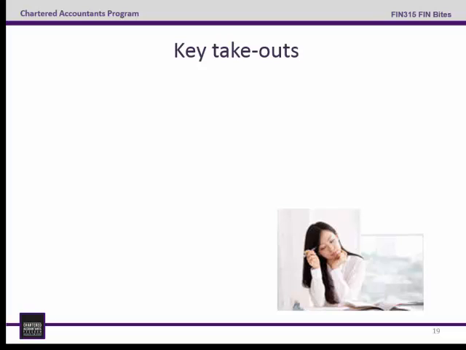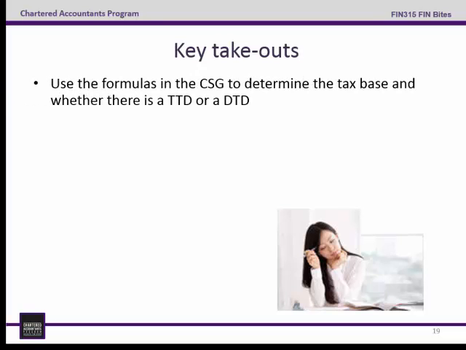Let's perhaps look at some key takeaways from what we've covered today by looking at my example with the machine. So we can use the formulae that you have in the CSG to help you determine the tax base and work out whether you've got a taxable temporary difference or a deductible temporary difference. The formula in the CSG really does help you, but remember, use that gut feel as a bit of a cross-check.